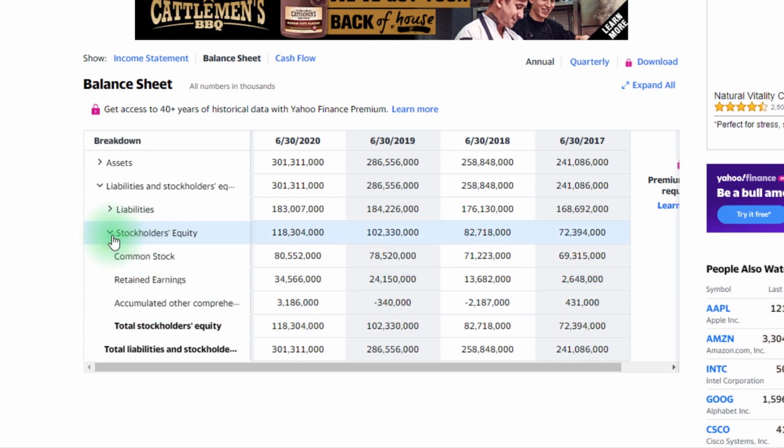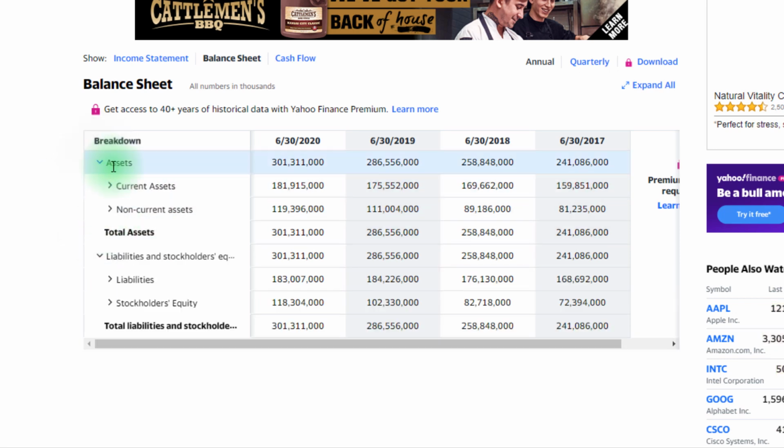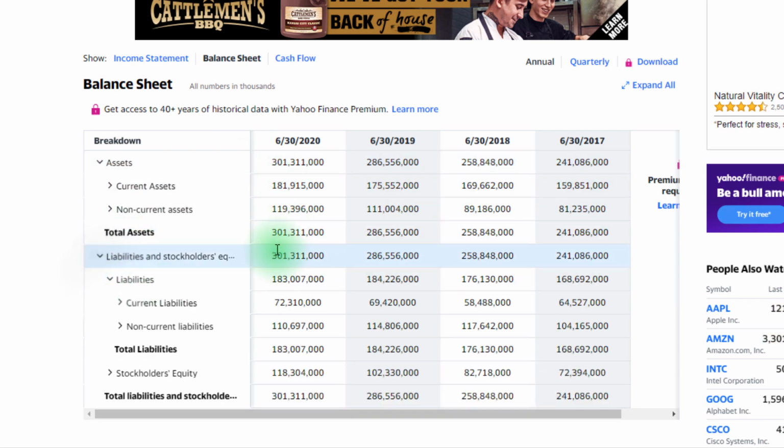So those are your overarching categories, like we talked about, the equation that's going into the balance sheet. You have the assets. When you add the current and non-current together, you have your total assets, which equals the liabilities, current plus non-current liabilities, plus the shareholders' equity. And both of those values end up at $301 billion for Microsoft.